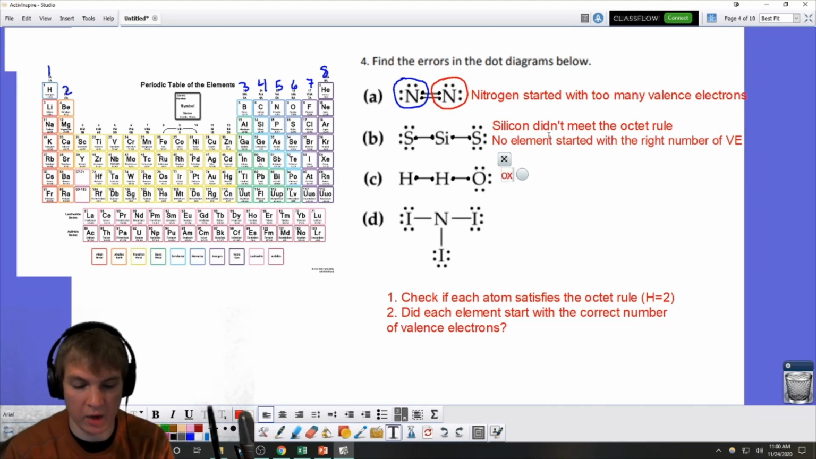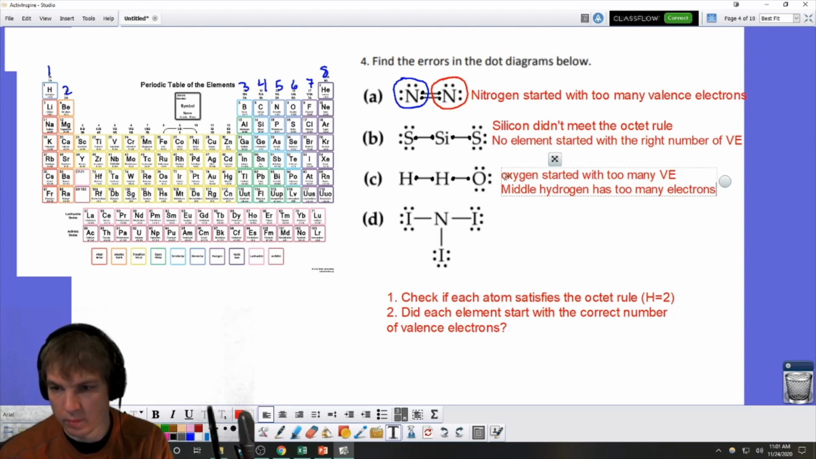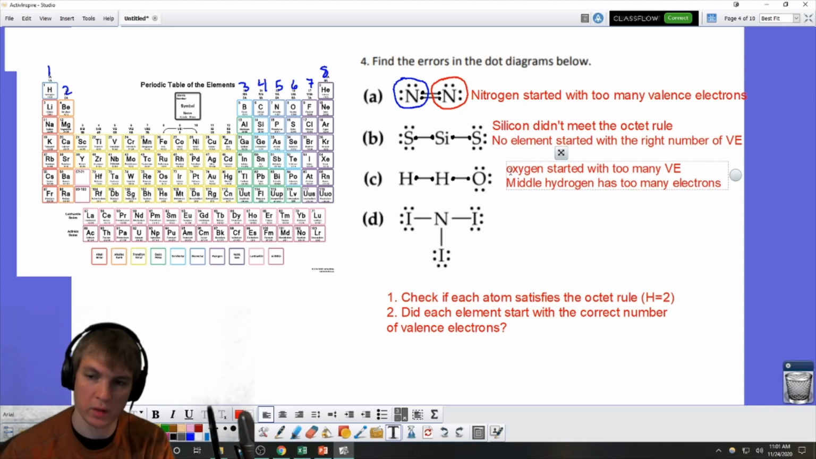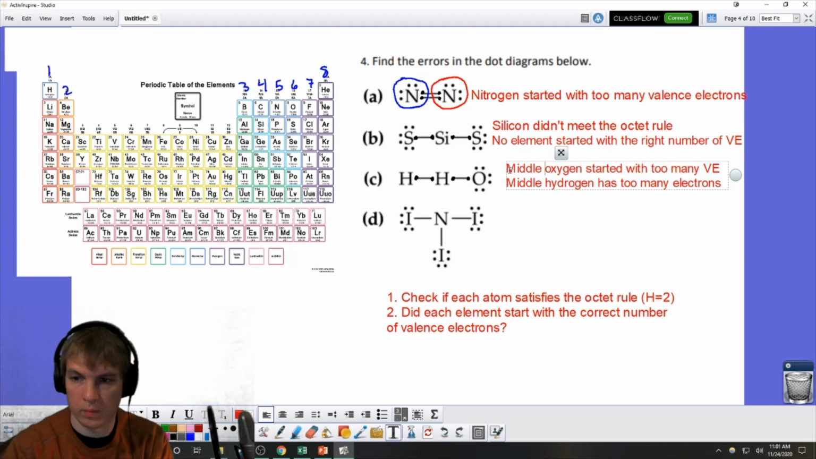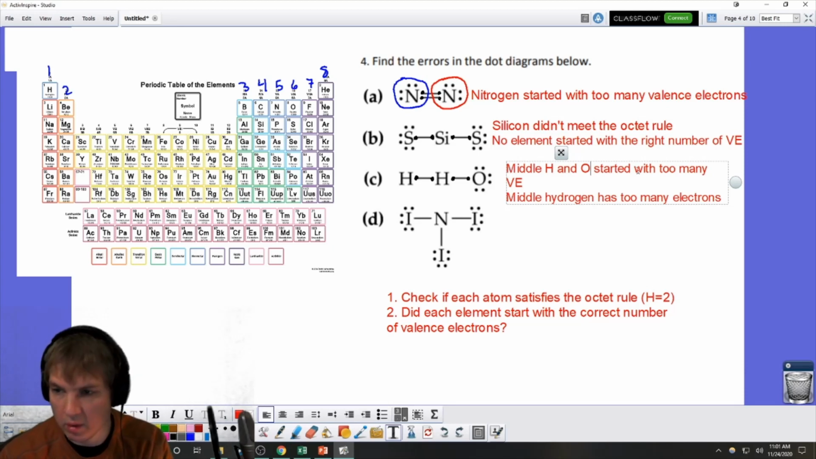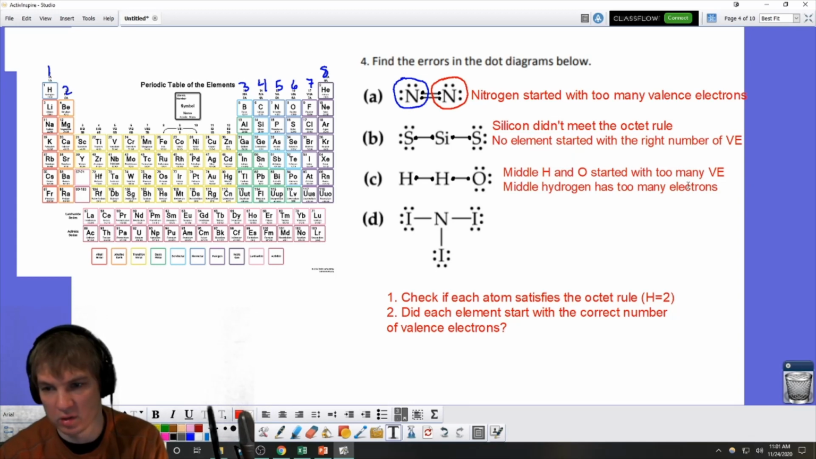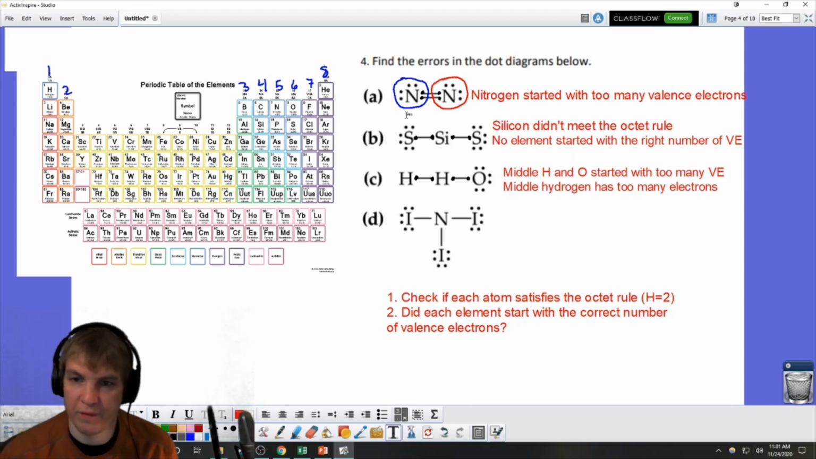The first one being that oxygen started with too many valence electrons, and middle hydrogen has too many electrons. You could also say that the middle hydrogen also started with too many valence electrons instead of oxygen. I'm just going to type in O. So the middle hydrogen and the oxygen started with too many valence electrons, and the middle hydrogen has too many electrons in general.